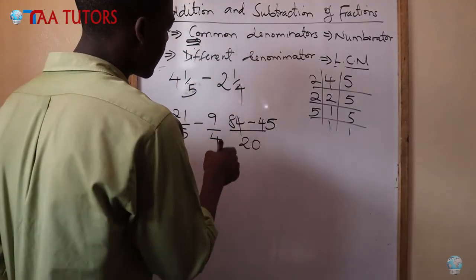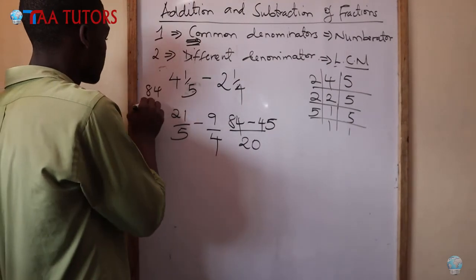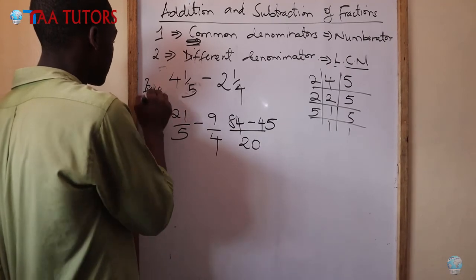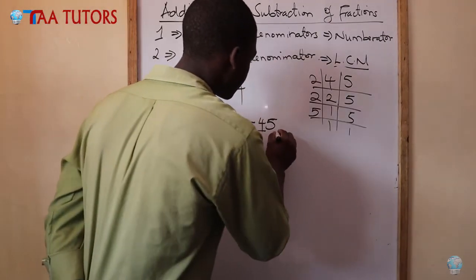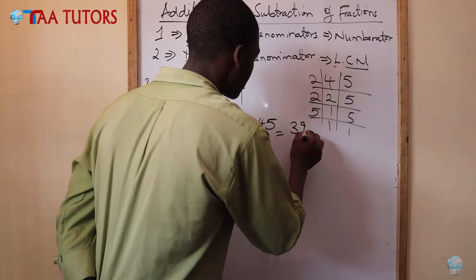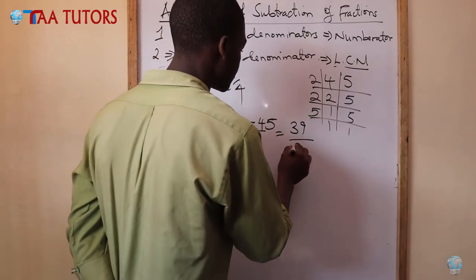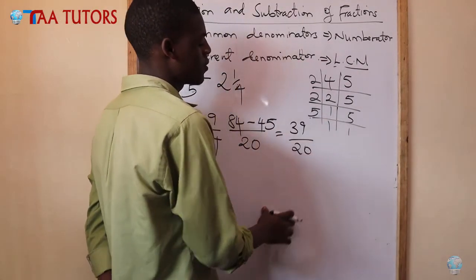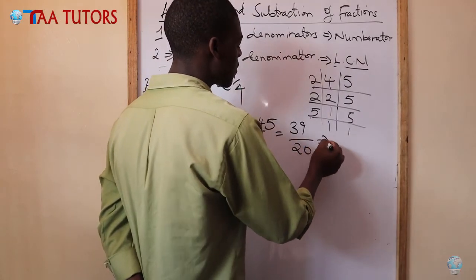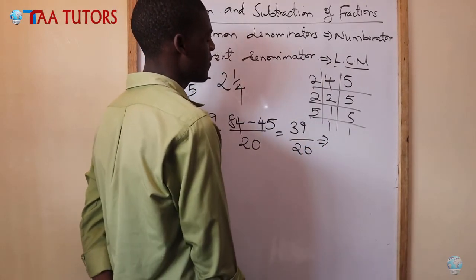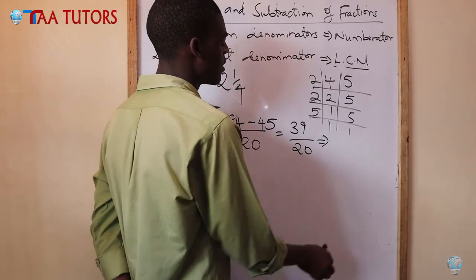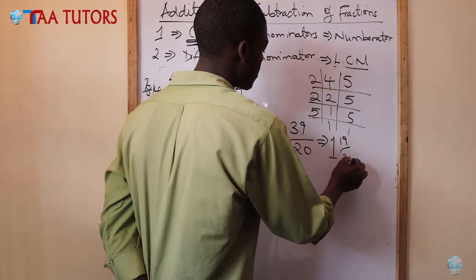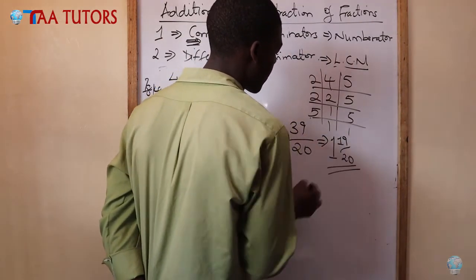So we have 84 minus 45. That one is 39. We will have 39 over 20. 39 over 20 is an improper fraction. What we are going to do is to convert it to a mixed fraction. So we will divide 39 by 20 and the remainder over 20. So there we will have 1 whole number and 19 over 20. That is our answer.